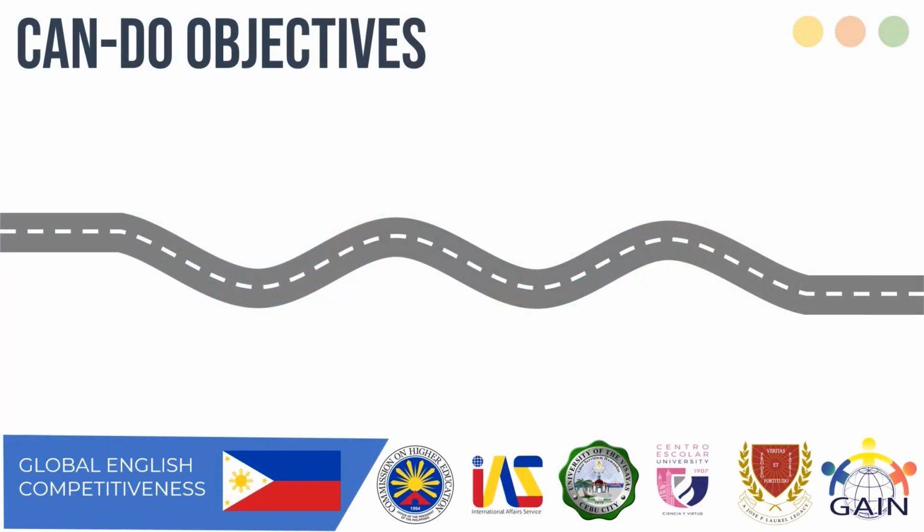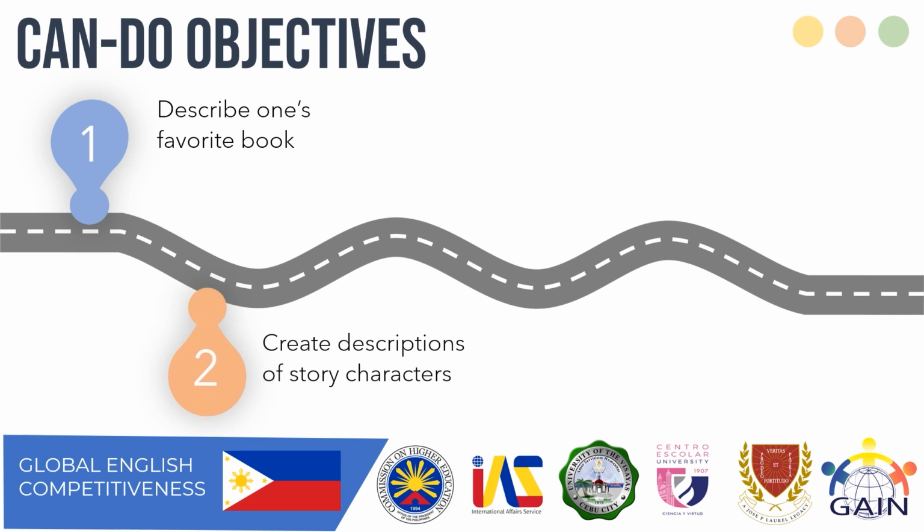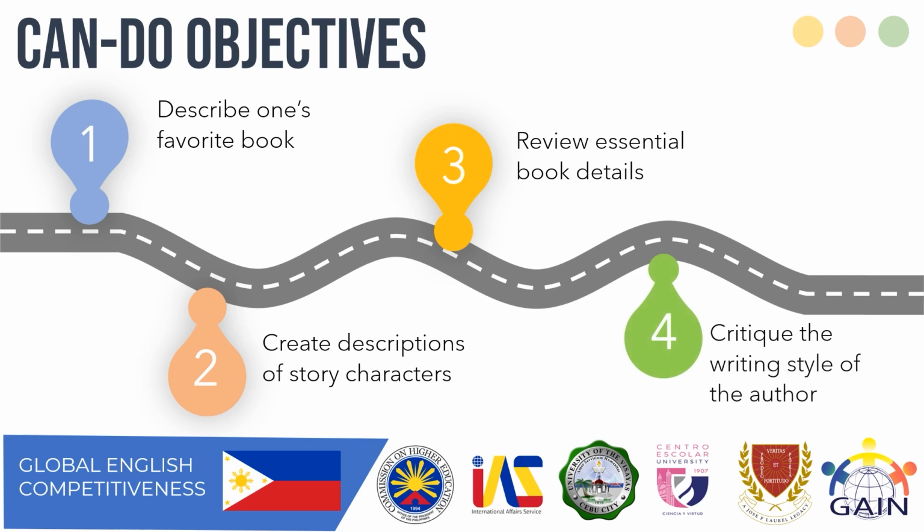To recap, we have 4 can-do objectives in this unit. First, to describe one's favorite book. Second, to create descriptions of story characters. Third, to review essential book details. And fourth, to critique the writing style of the author.